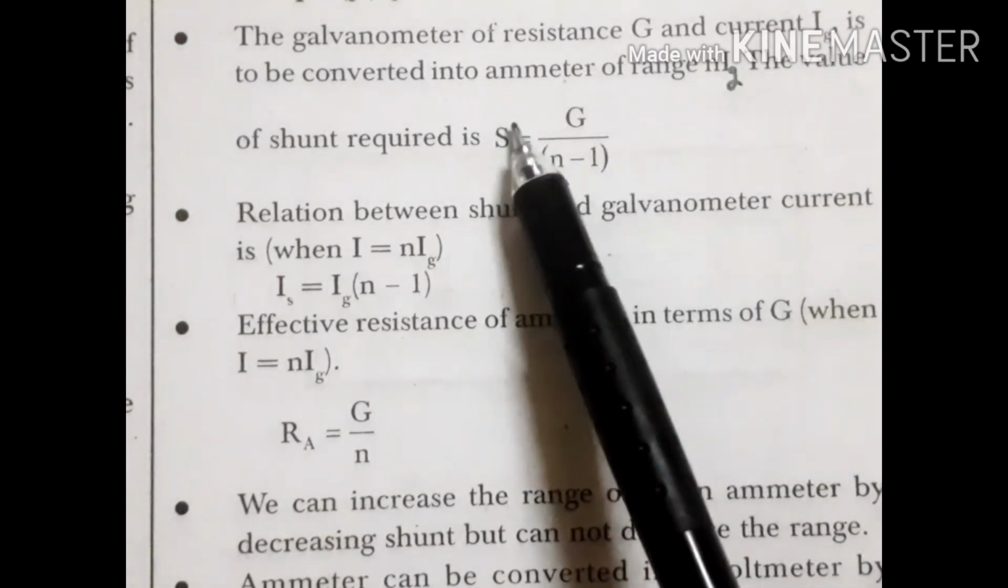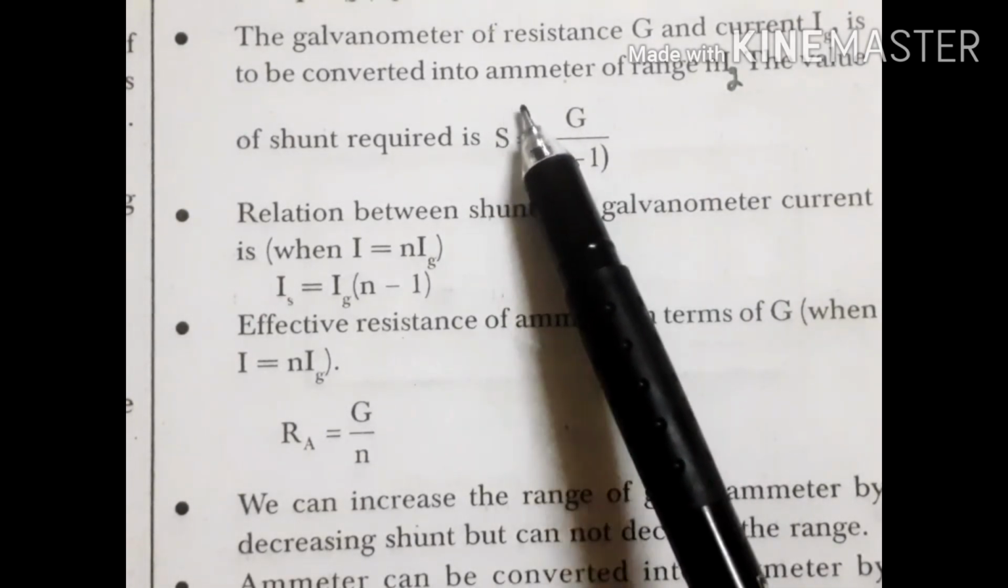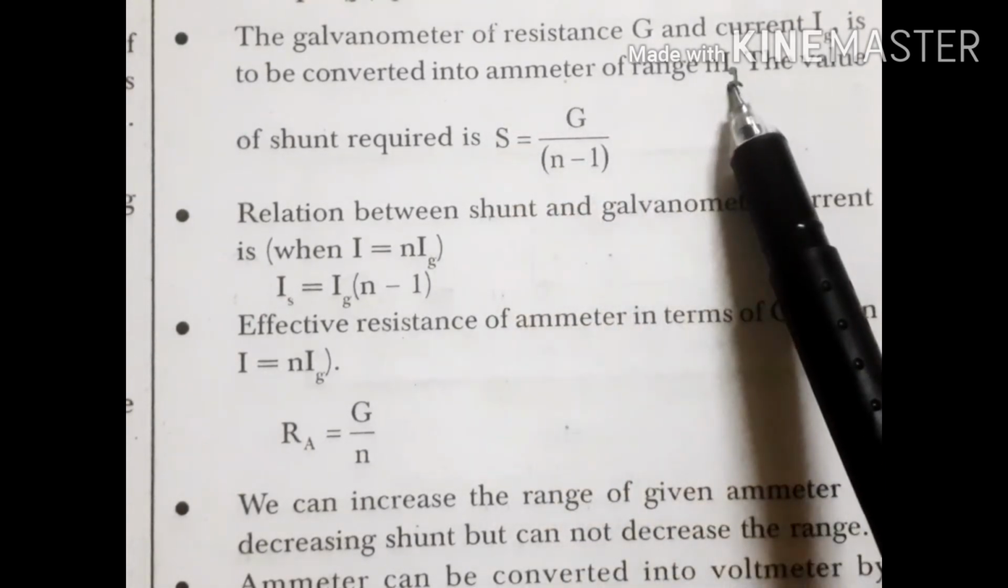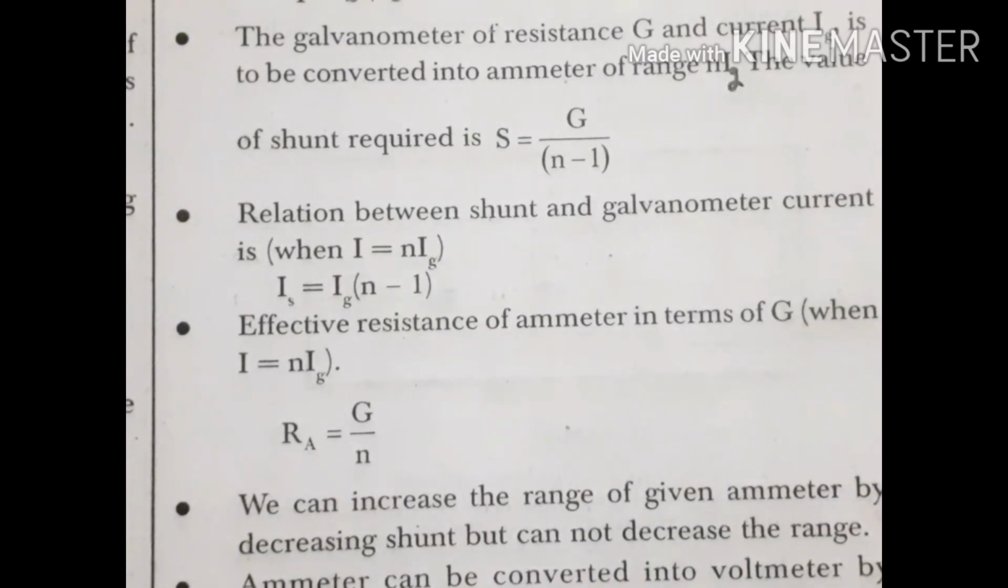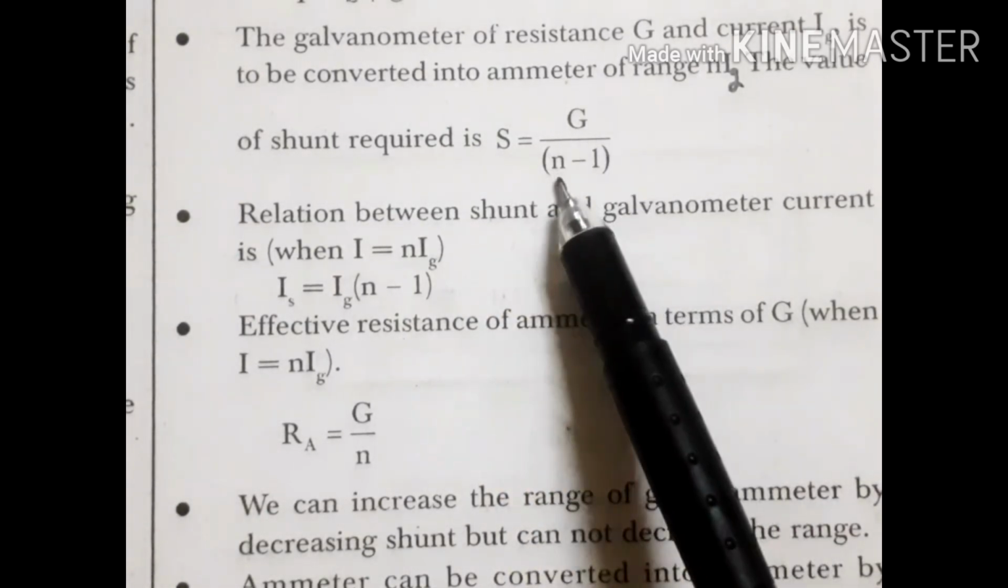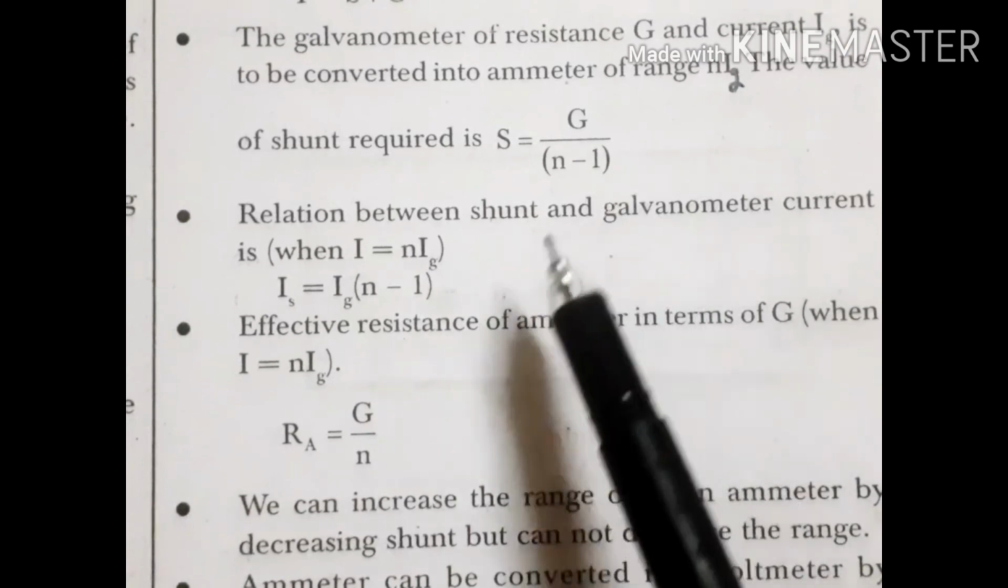Whenever our aim is to convert that galvanometer into an ammeter of range n times the galvanometer current, then the value of shunt resistance required to convert that galvanometer into an ammeter is S is equal to G divided by n minus 1.